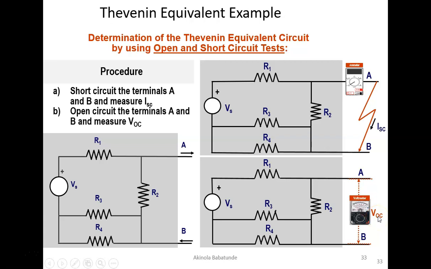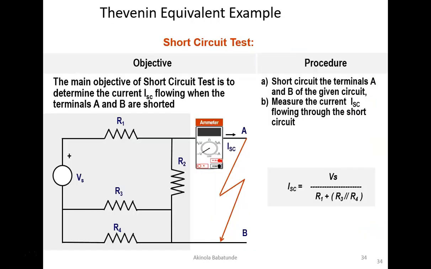Okay, once you do that, the next thing you want to do, so once you know your short circuit current and then you know your open circuit voltage, many things become easier. Now, what is the objective of the short circuit test? The objective of the short circuit test is to determine the short circuit current flowing when the terminal A and B are shorted. The procedure to do that is to short circuit the terminals A and B of the given circuit. Measure the I short circuit flowing through the short circuit, just like we mentioned earlier.